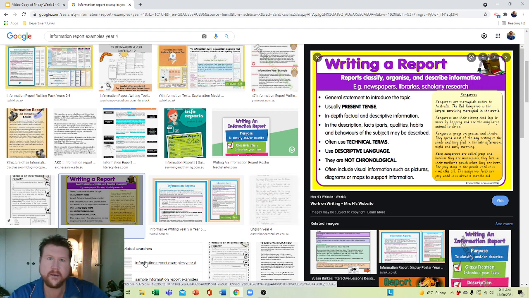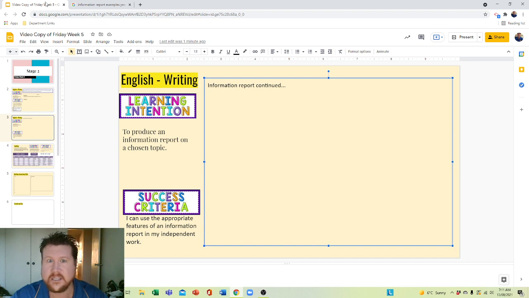So do the research on how to write an information report. Then do the research to put into your information report. It doesn't have to come up at the top of your head. In fact, it shouldn't. Because if it's on the top of your head, it becomes opinion, which is persuasive text.